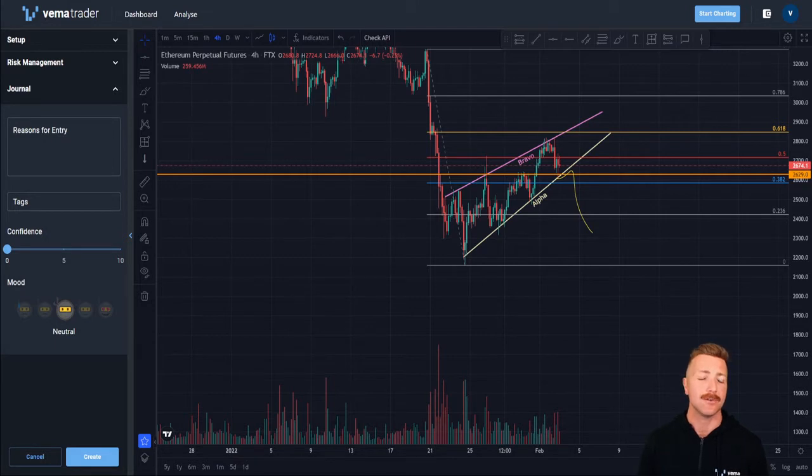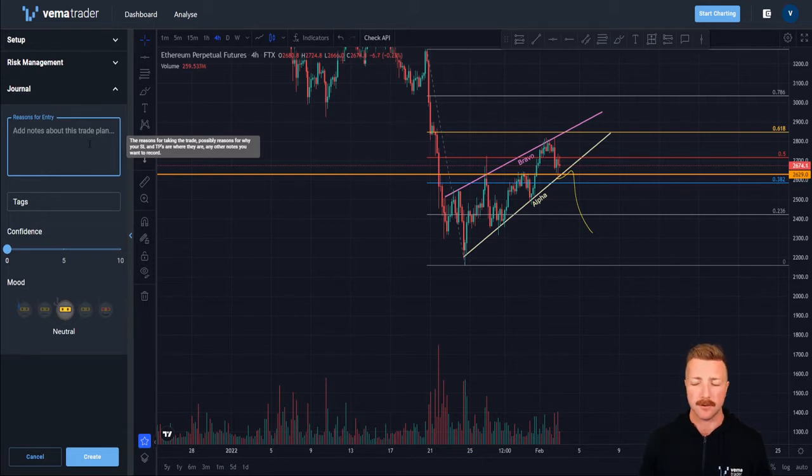Today I'm going to be talking to you guys about the journal section. So we've currently got the ETH perp trade that we had set up in the setup and risk management sections. We're looking for the breakdown of this alpha trend line with a confirmation of the candle close below before VEMA will enter this trade.